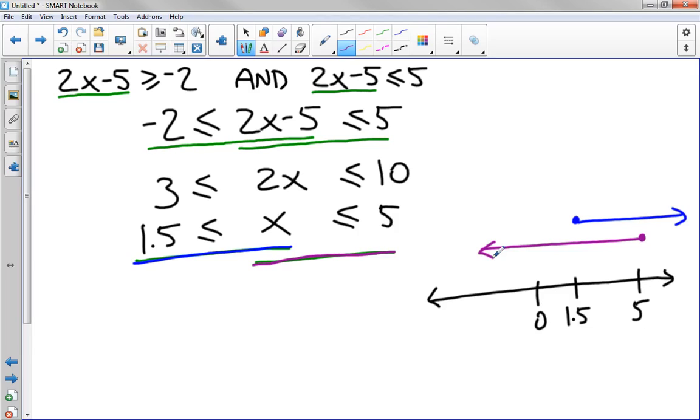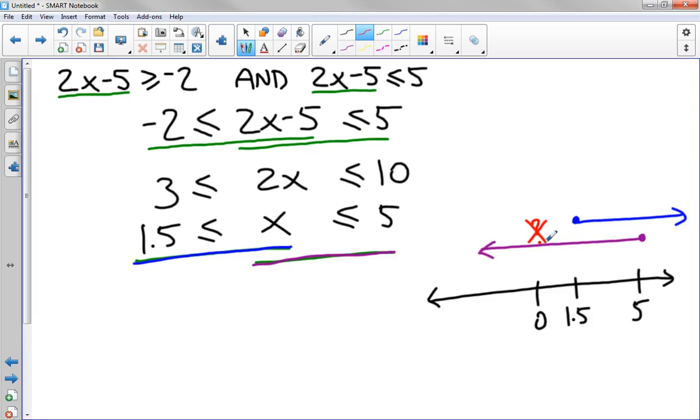And now we have to think about the word and as it's used in English. We want to think about all of the numbers that satisfy the blue inequality and also satisfy the purple inequality. So let's think about these in red. Do I want, for example, the number 0 as part of my solution set? No, I don't. The number 0 does satisfy the purple inequality, as you see, but it doesn't satisfy the blue inequality. So the number 0 is not part of our solution. The only numbers that will be part of our solution are the numbers that satisfy both inequalities at the same time, because that's what the word and means.